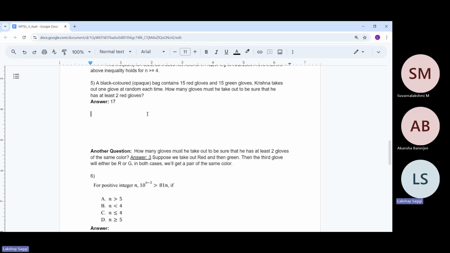But once again, I'll just write out why this is the case. Suppose we take 17 gloves. The intuition behind it is that in the worst case, in the first 15 tries, all the green gloves are picked by Krishna. And now only red gloves are remaining. So as soon as he picks two red gloves, he can be sure that those two are red. So when you have picked a total of 17 gloves, you can be sure that you have picked at least two red gloves.